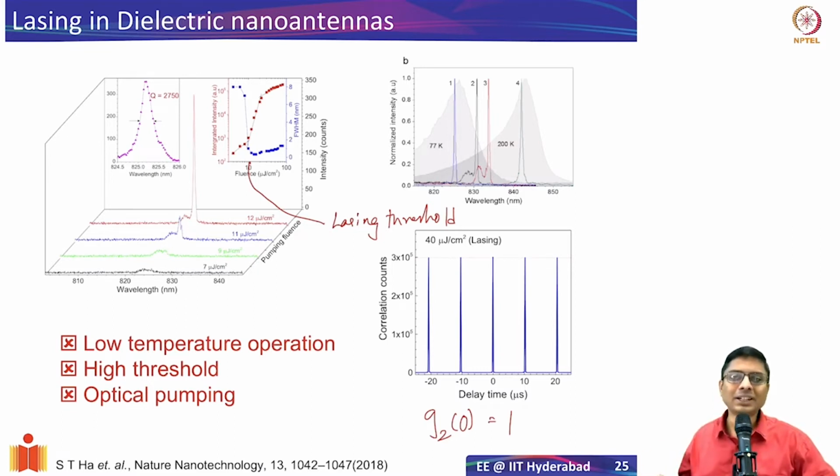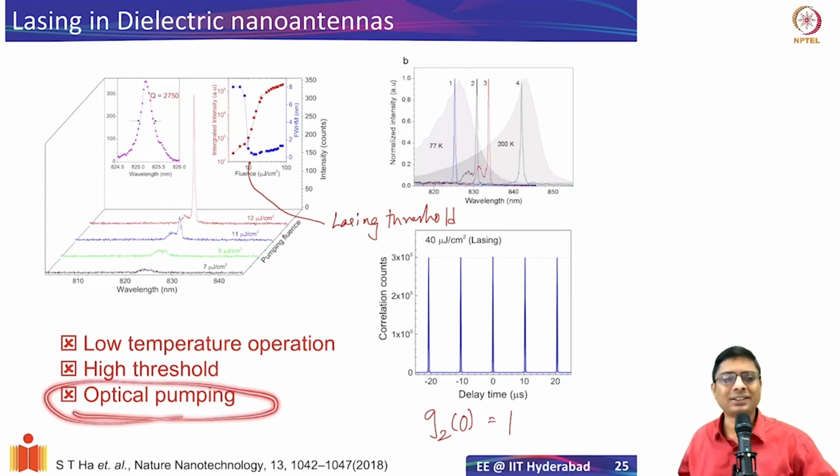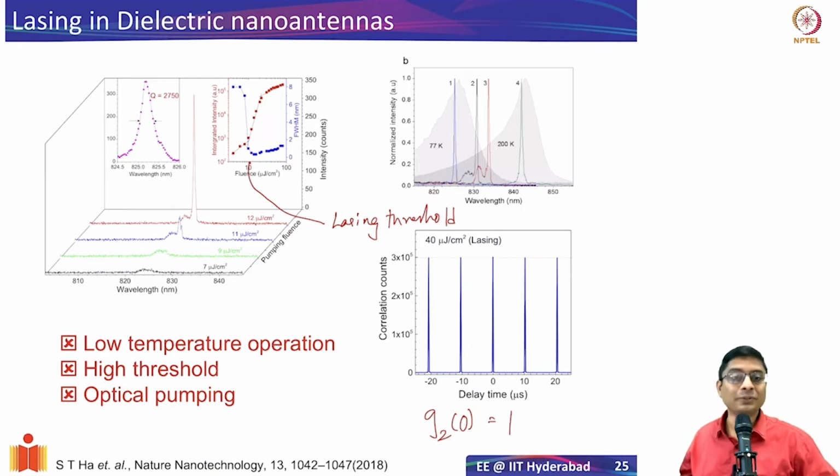Why was the threshold high? It turns out that the losses in the cavity or the gain is not sufficient. That's why the threshold was high. You have to pump it at very high levels. And of course, we have done only optical pumping, and that is good for a demonstration or exploration of ideas. But if you want to have practical devices, you need to have them electrically pumped. And that is still, we showed you one example from 2007, and we need to do something similar to that. So that's a lot of challenging work that needs to be carried out.